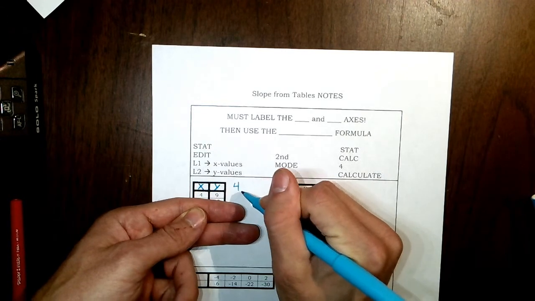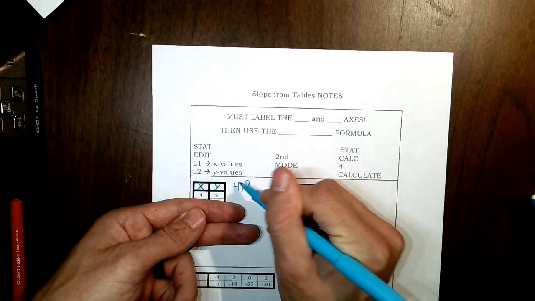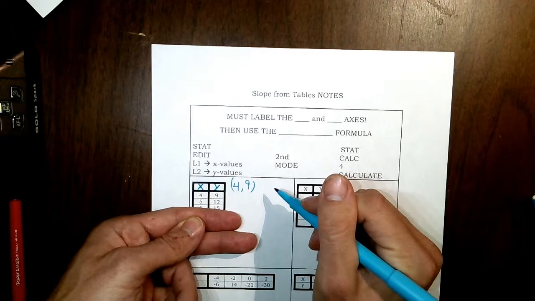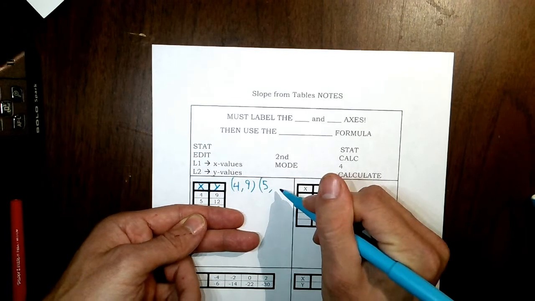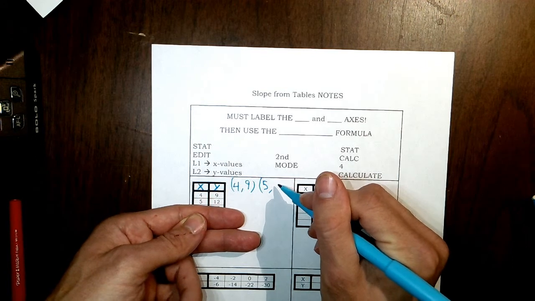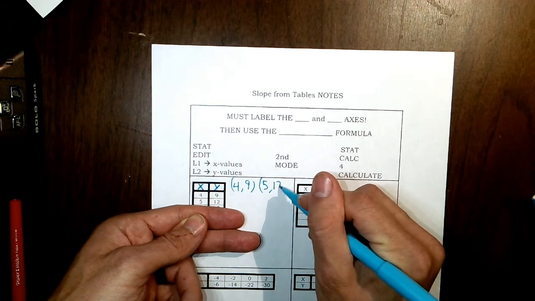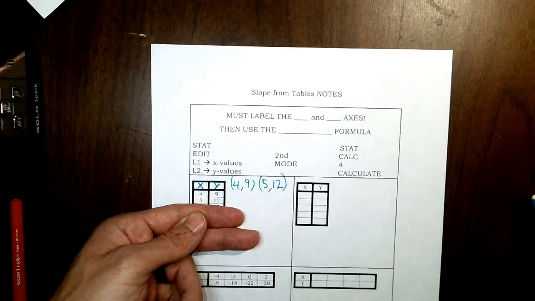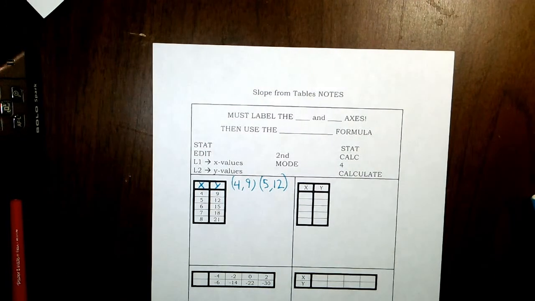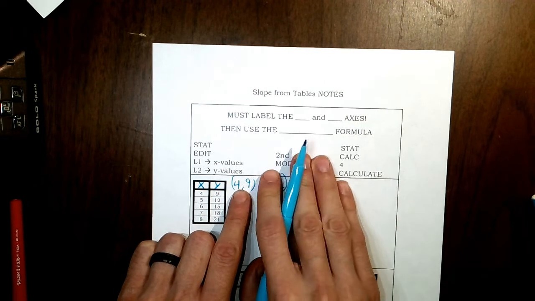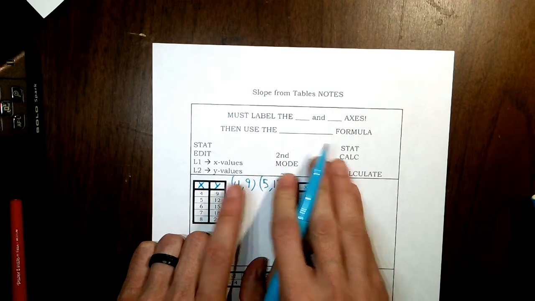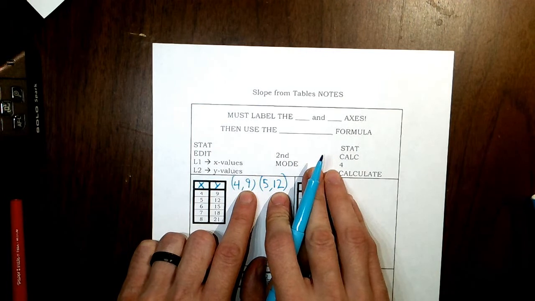An ordered pair of 4, 9. And an ordered pair of 5, 12. And Tatum, I remember you had this question earlier: how many points do we need to draw a line? You remember? 2, right? You need 2 numbers to draw a point. You need 2 points to draw a line, right? So these are just ordered pairs.